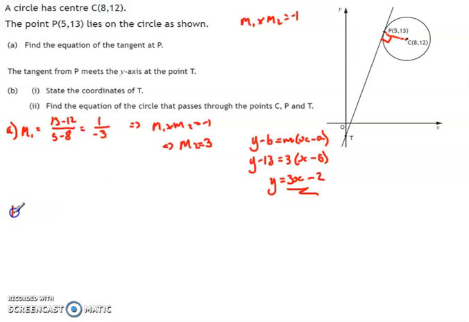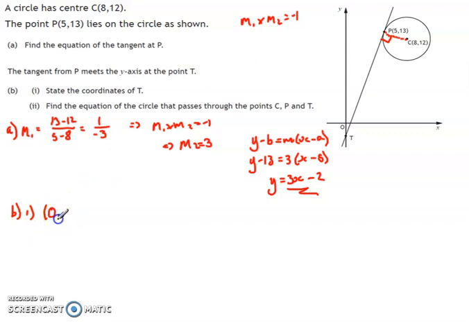If we then look at part B, part 1 wants me to state the coordinates of T, but if we look before it, the tangent from P meets the y-axis at the point T. So I have to state the coordinates of that. Now, state means you should be able to read it off straight away. I know that the point T is on the y-axis, so straight away I can say that on the y-axis, x is always 0.